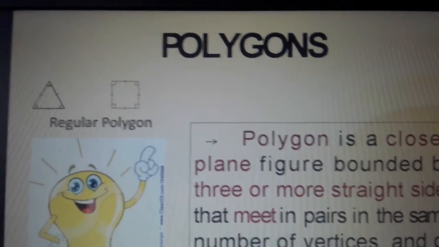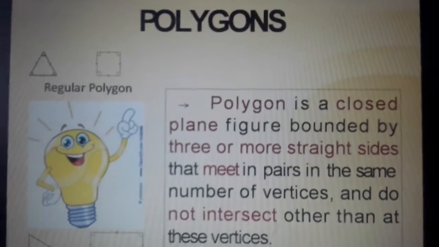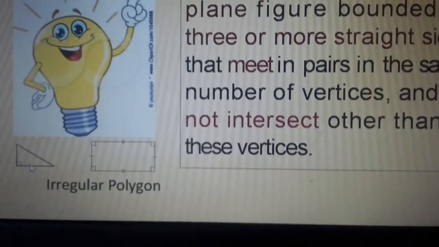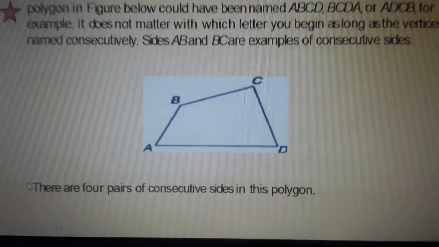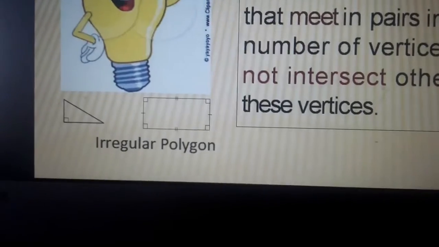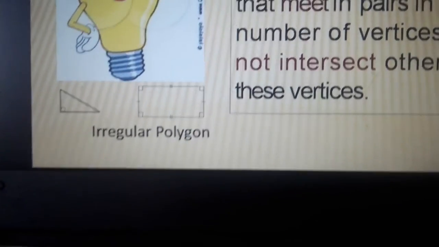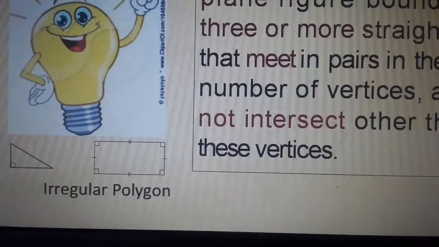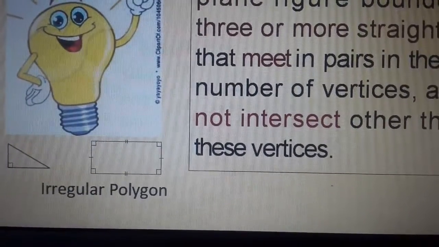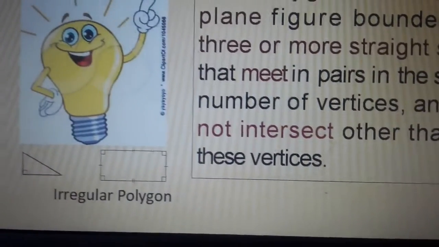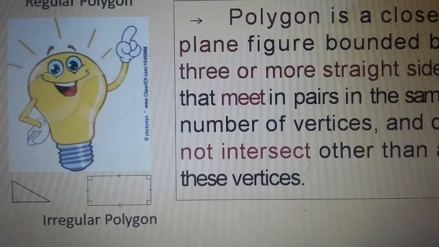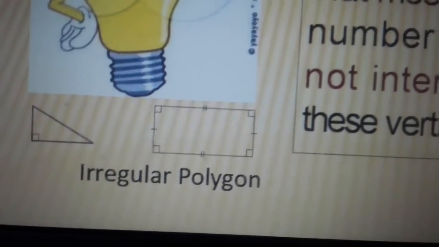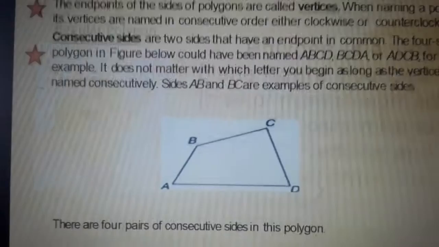Next one, irregular polygon. Look here, the example is the same triangle, but the triangle sides are not equal. Only one right angle is there. The sides are not equal. Next you see the rectangle is also like that. Only the opposite sides are equal, but the 4 sides are not equal. These are called irregular polygons. Okay, move to the next one.